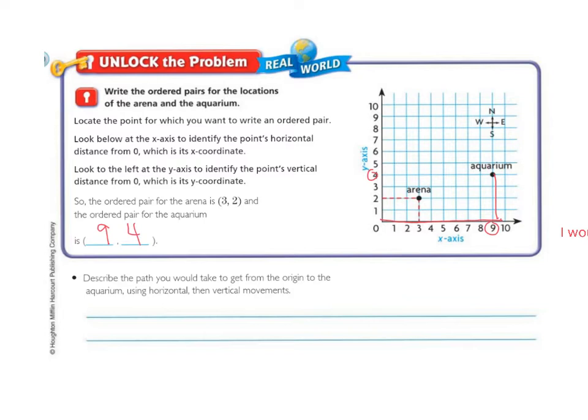All right, so let's describe the path that we took. Well, I would go to the right 9 units. So as you can see, I went to the right 9 units, and then I would go up 4 units. So I went up 4 units.